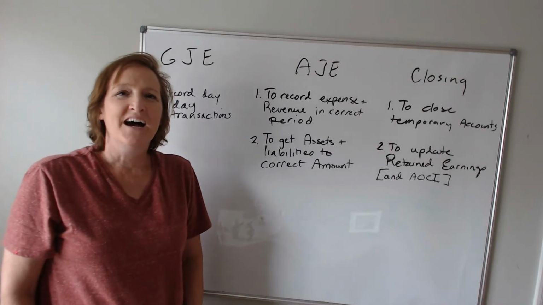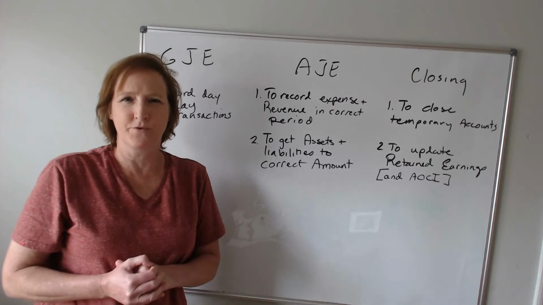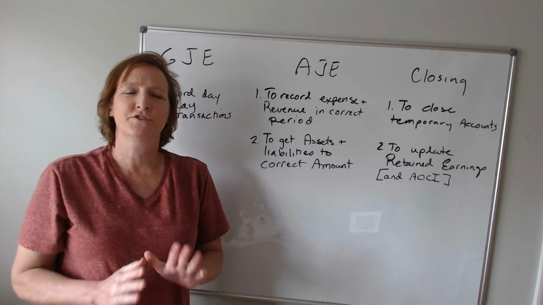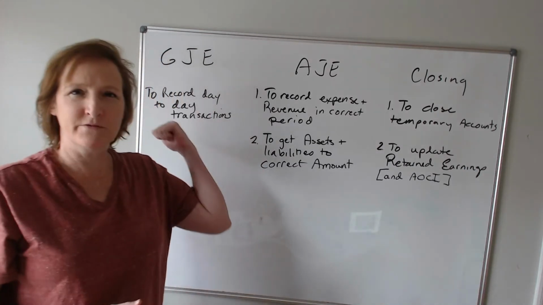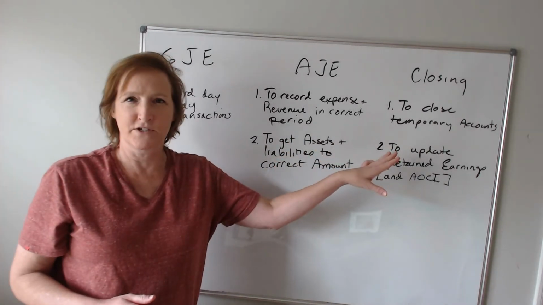Hi class. I wanted to give you a little introduction that goes along with chapter 4 in learning about our accounting cycle. What I want to do here is just distinguish between our general journal entries, our adjusting journal entries, and our closing entries.